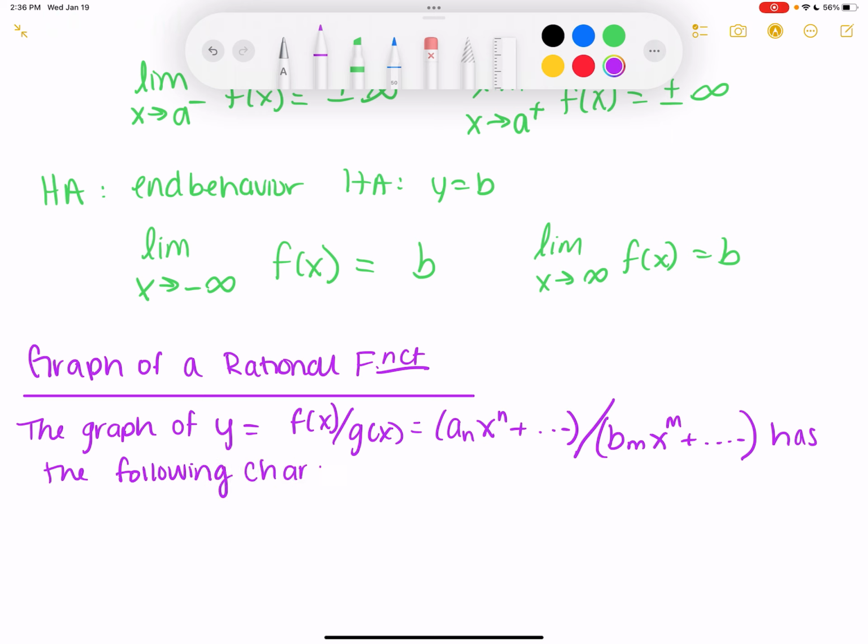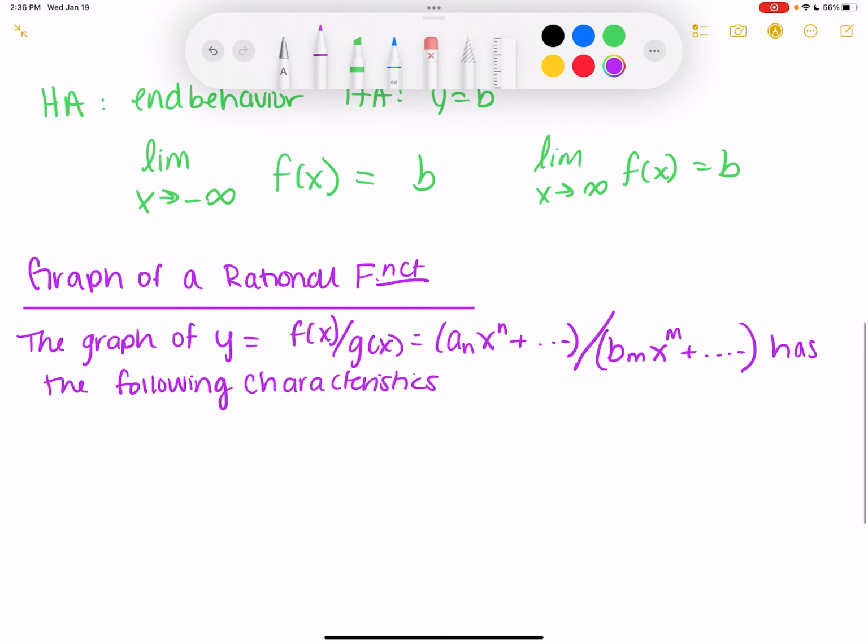There are going to be 4 of them, and then there's going to be some stuff under each one of them. So the first one is end behavior asymptote.